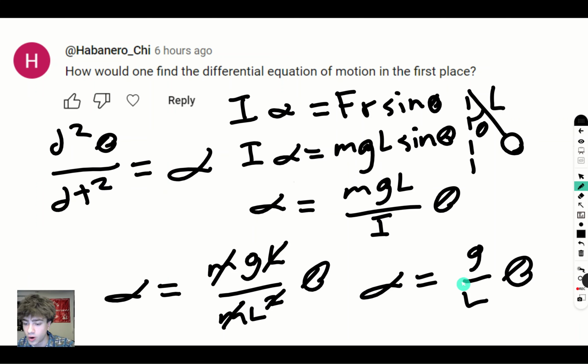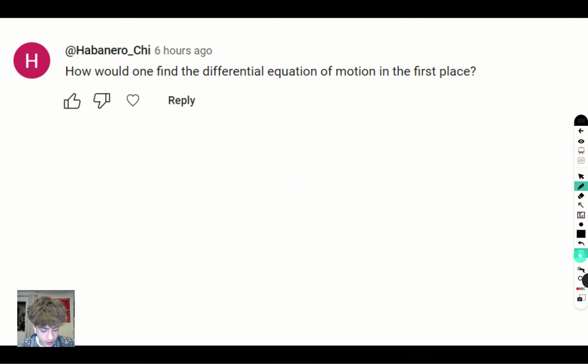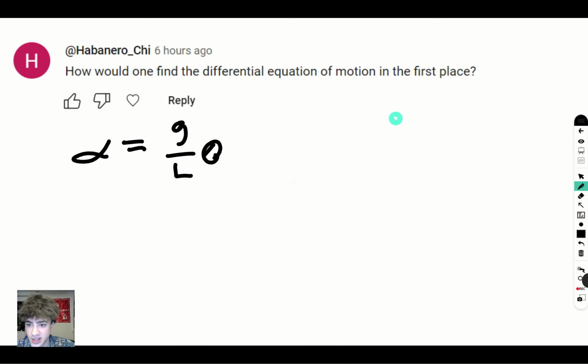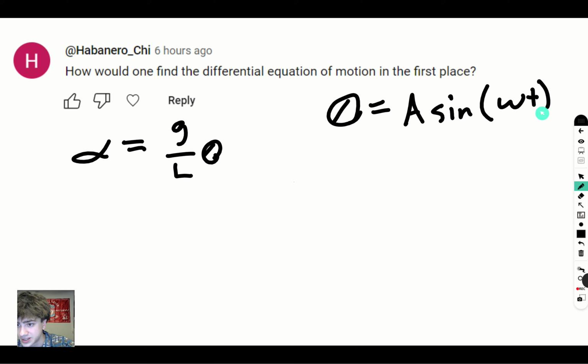But say you aren't given the length. Let's go over the same process of what we did in the last equation. So I'm going to erase all of this here. I'm going to rewrite what we discovered. Alpha is g over L theta. And now let's take a look at our displacement in terms of time. We know that in this case it's angular displacement, so we'll use theta is a sine or cosine. Again, we're going to go with sine omega t.